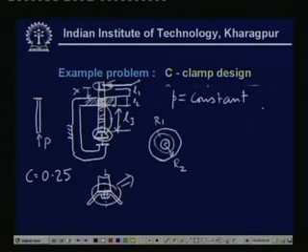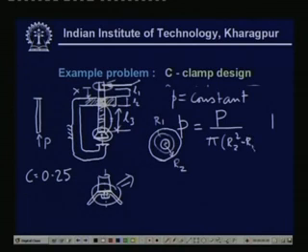How to get the value of this constant? This comes from P equal to the total force divided by the area, that is pi times (R2 square minus R1 square). And then how to calculate the torque from it?